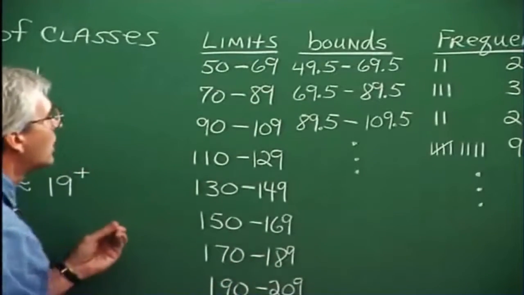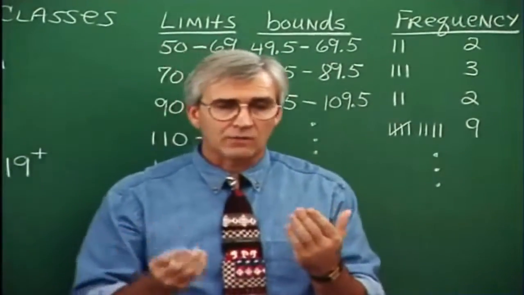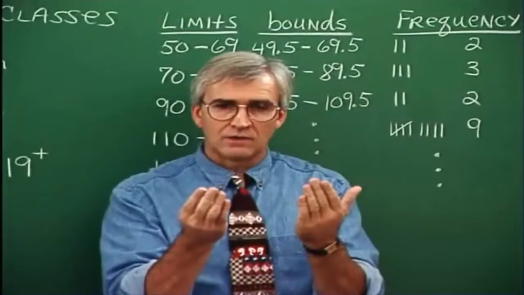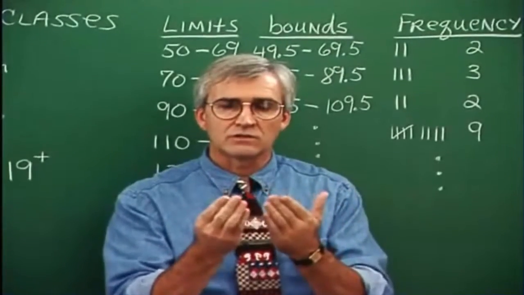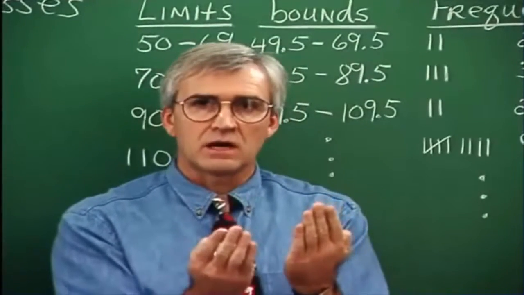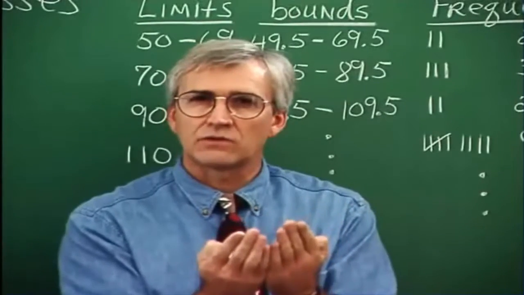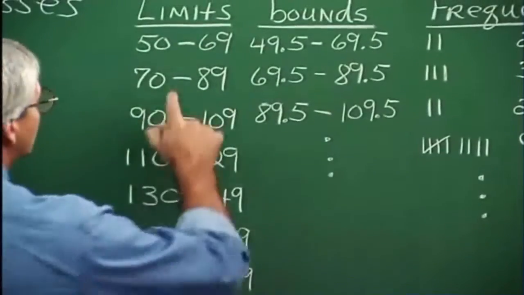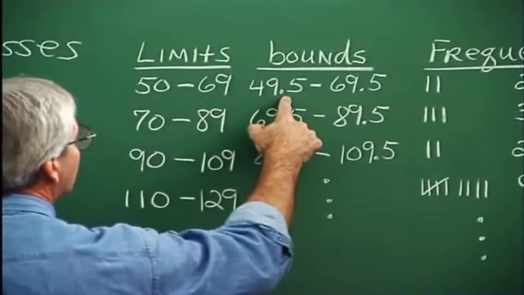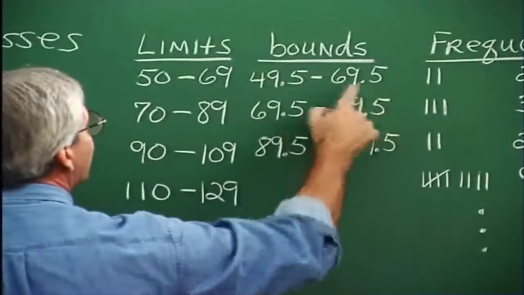Now what about the boundaries? Well, the class boundaries can be calculated. As we calculated earlier, if we take the upper limit in one class and the lower limit in the succeeding class, we take the average of those two, add them and divide by 2, and we have the boundary. Another way to think about it is like this. Let's just back off 0.5 from 50 and make this 49.5. And now between 69 and 70 is 69.5.